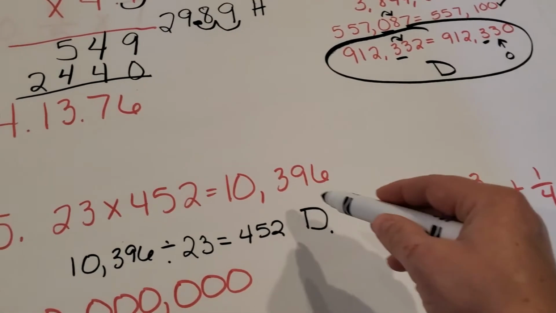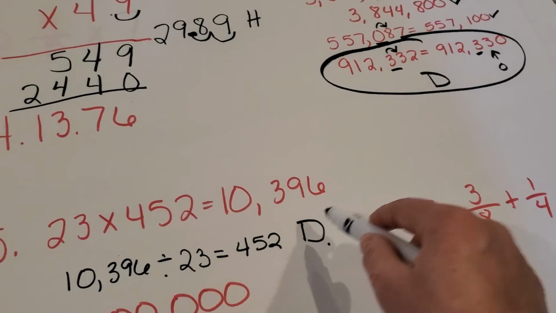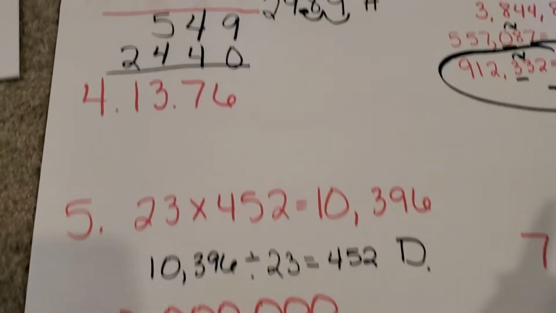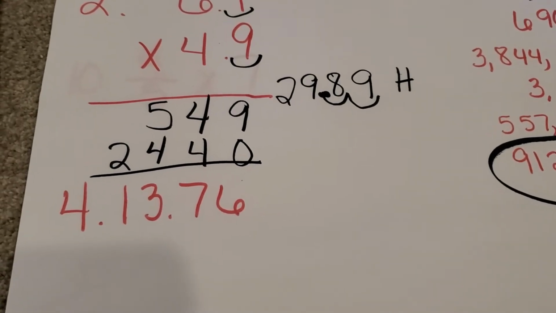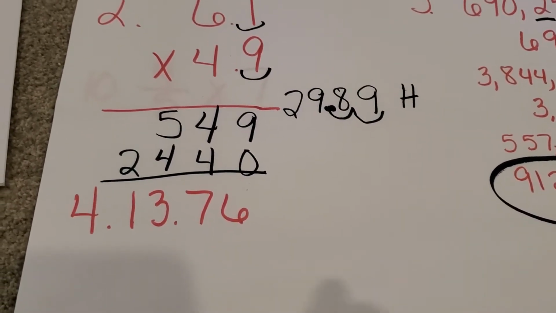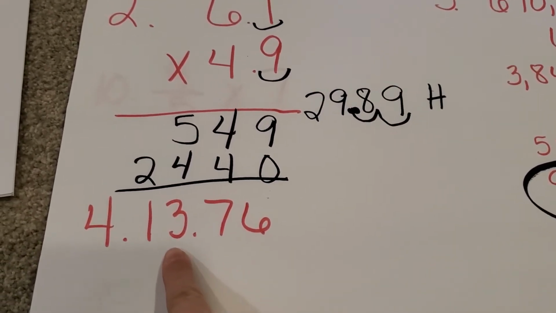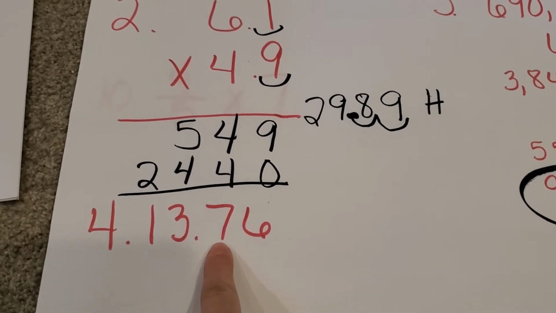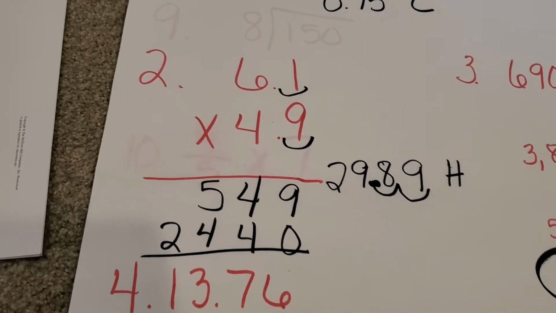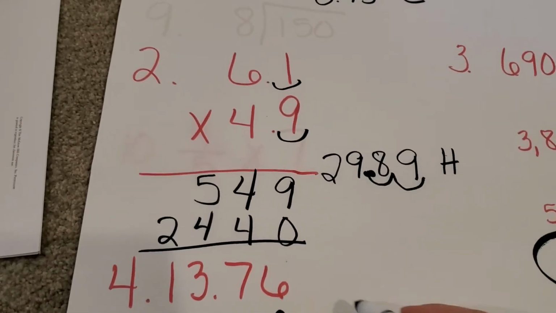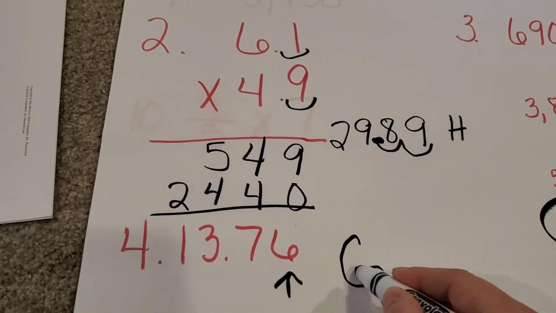And nope, sorry. I skipped one. That was number 5. Let's go up to number 4. I'm sorry. It wants us to read it as the following. So you would read this number as 13 and 76 hundredths, because this place where the 6 is at is the hundredths. So your answer is G.